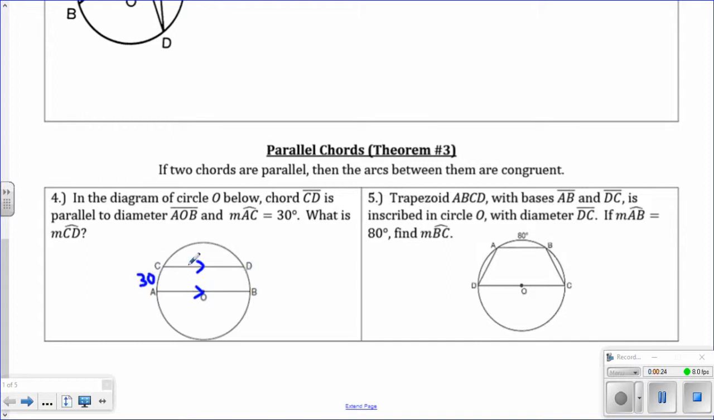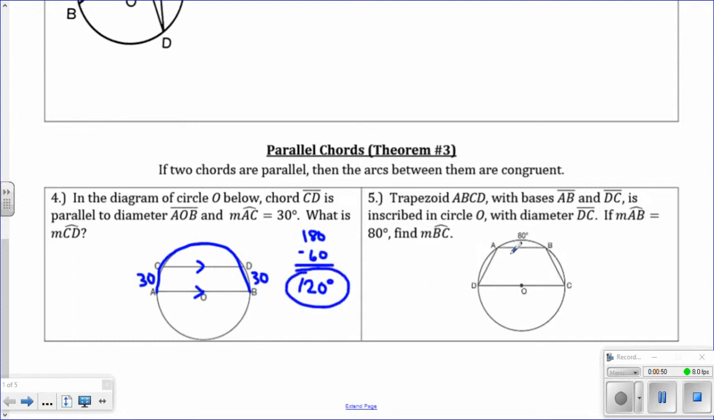Well, using the theorem, if these two chords are parallel, the arcs between them are congruent, so arc DB is 30 degrees. And because AOB is the diameter, this right here is a semicircle, 180 degrees. So we can do 30 plus 30 is 60, subtract from 180, and we get the arc CD would be 120 degrees.